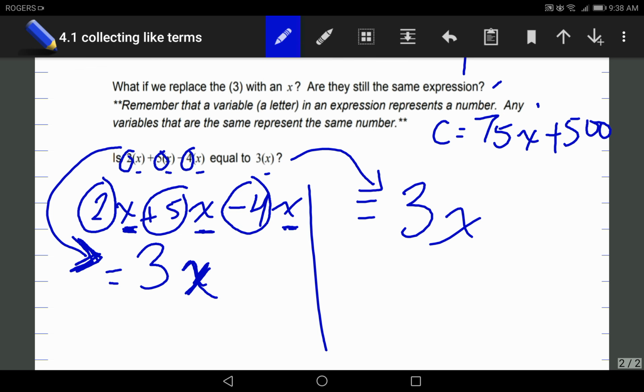That's as low as it can go. You can't simplify that any further because they're different. They're different objects. They're different variables. You can't add them together.